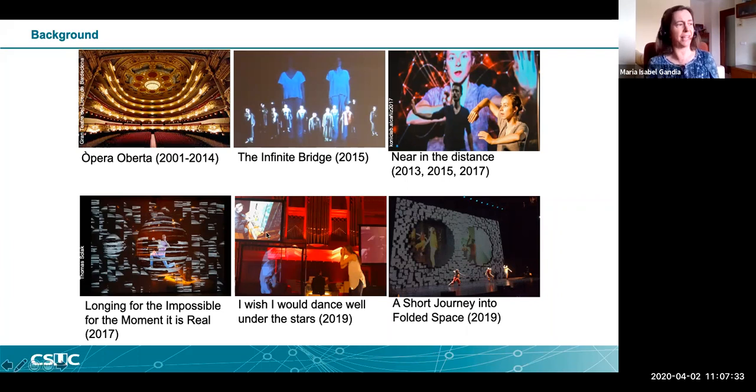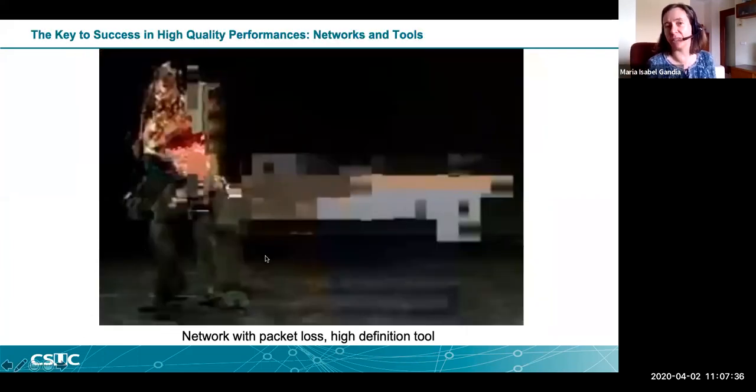If you go to the next slide, please, Anne, Renate already told us what's important for interactive performances. And the key to success is clearly network and tools. If you don't have the network or if you don't have the tools, you are not going to succeed trying to do an interactive performance. This is an example of a dancer dancing with a high definition tool, a very good tool that could have done amazing images for that, but the network has packet loss. This means if the network doesn't work, you are not seeing any dancer here.